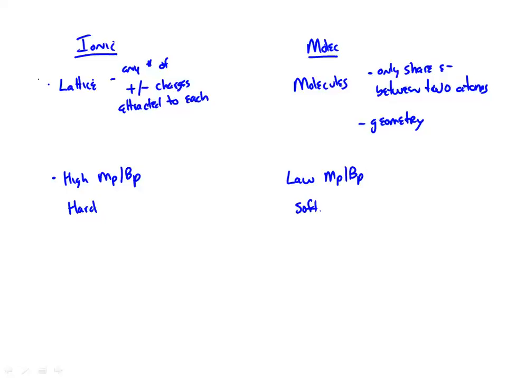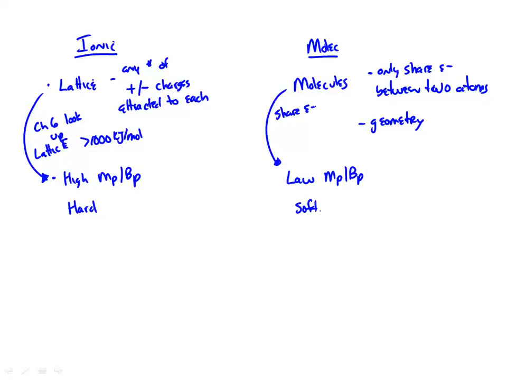So if you take a look at it, one of the reasons for the high boiling points and high melting points is that lattice. If you go back to chapter 6 and look up lattice energies, they're usually greater than 1,000 kilojoules per mole. Whereas if we take a look at molecules, remember that's the sharing of electrons, that bond energy is on the order of anywhere between 100 and say 500 kilojoules. So normally the attractive forces holding molecules together are weaker than the attractive forces holding ionic compounds together.